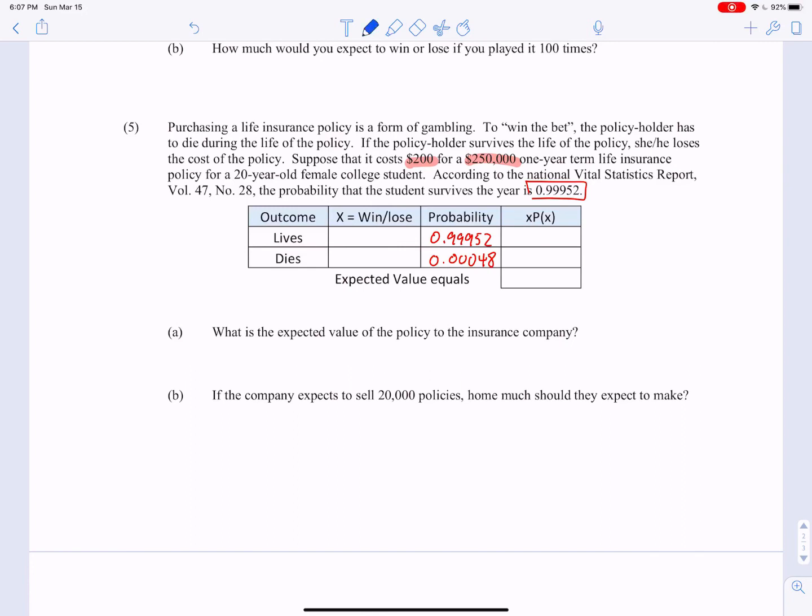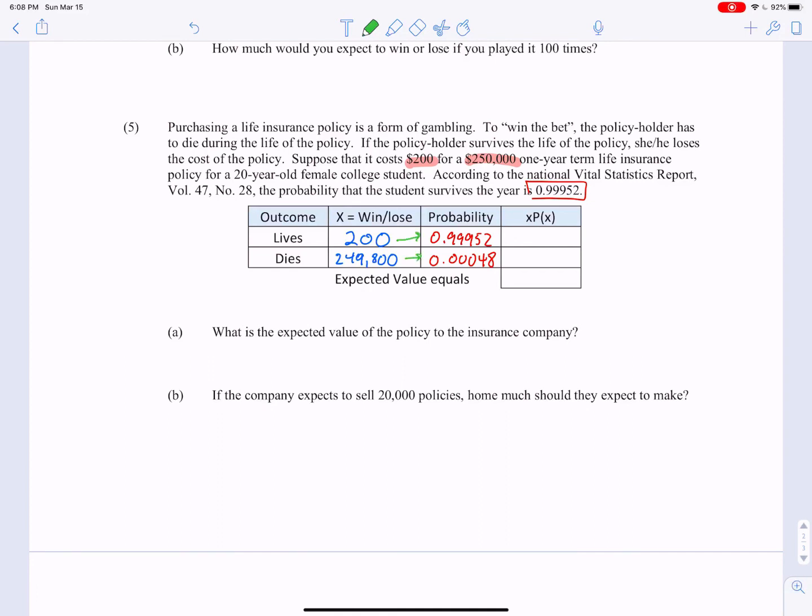So if she lives, then the insurance company keeps her $200. So that's the way they look at it. The insurance company will keep $200. They win $200 if she lives. Now, if she dies, they're going to have to pay out $250,000, which is $249,800 is what they would actually have to pay because they took $200 in from her earlier, so that's what they would lose. Now, to find the mean, we just multiply straight across.